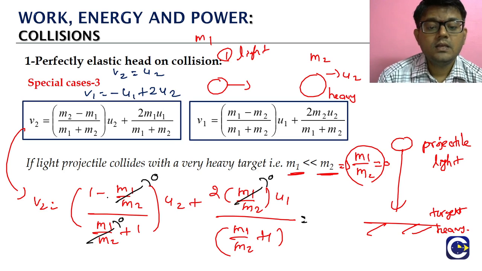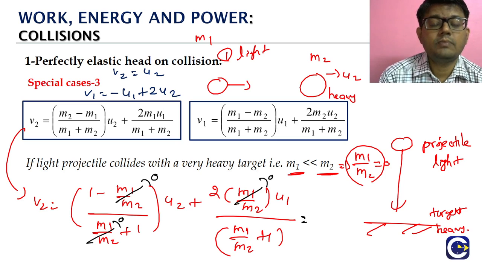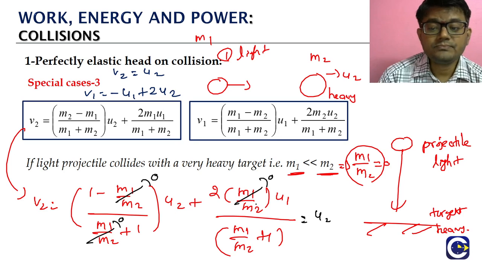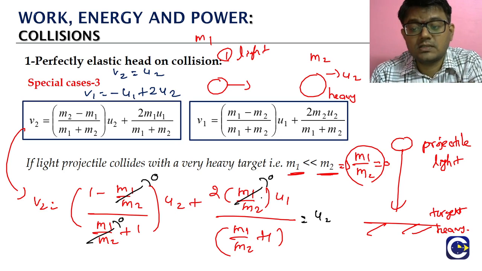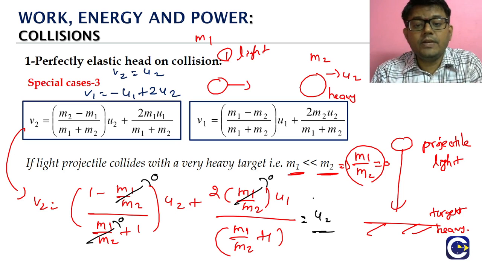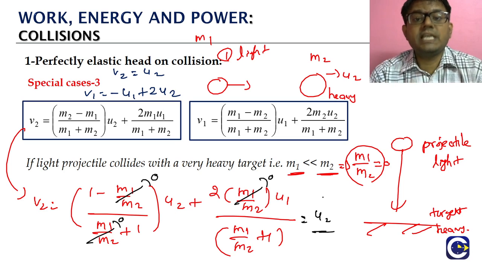So look, what is the first term? 1 minus 0 by 0 plus 1 into u2, that is u2 as it is. Look at the second term: the numerator is 0, so the entire second term is going to become 0. So check, the value of v2 will be equal to what? u2. So whichever is heavier, its velocity does not change.